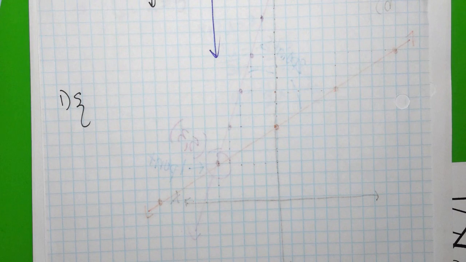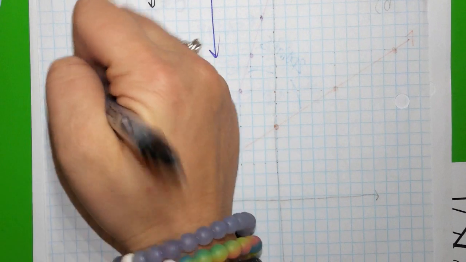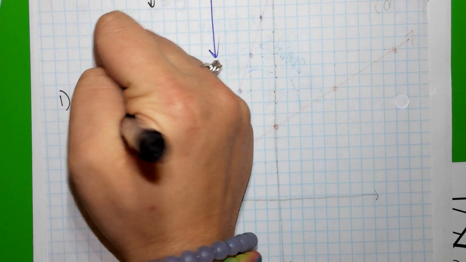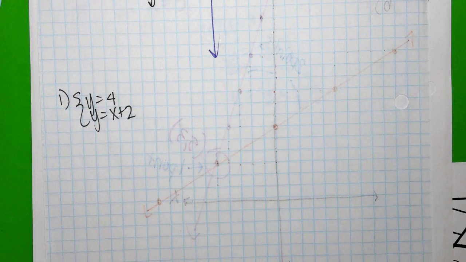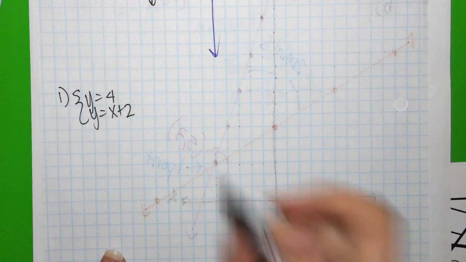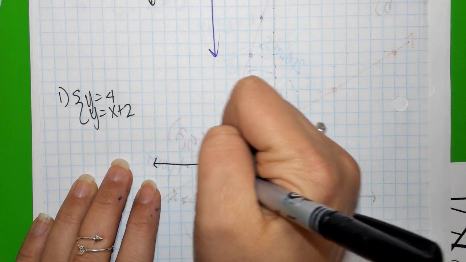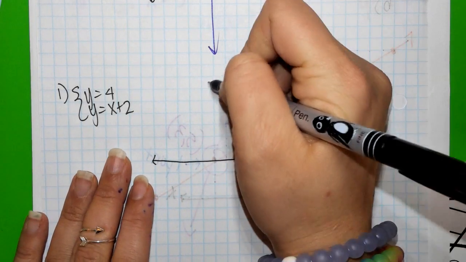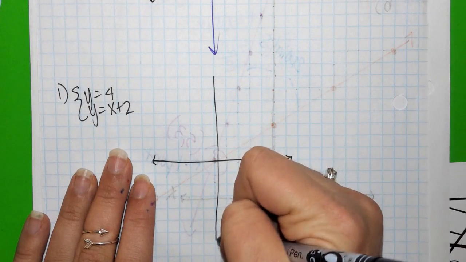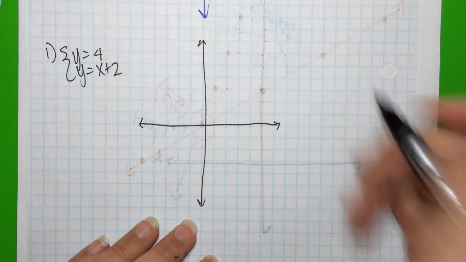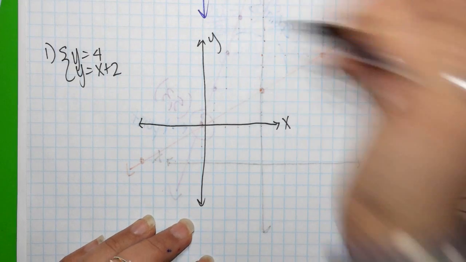Alright, so my first system was y equals 4 and y equals x plus 2. So we are going to graph this. Everybody, please draw a coordinate plane. Oh, and make sure your lines are straighter than mine. Use a ruler or the grid on the paper.